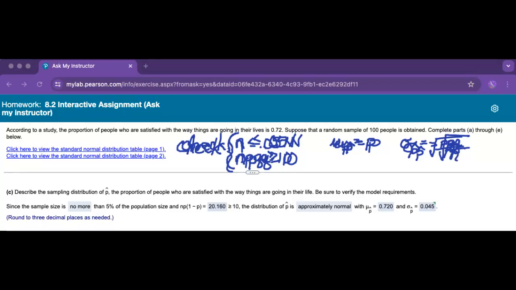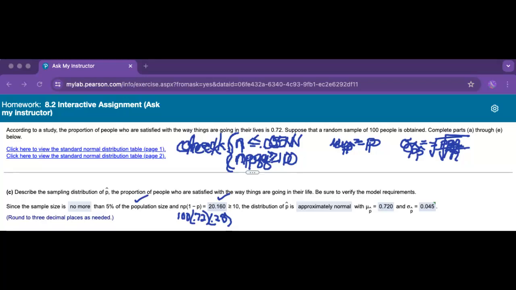So we want to verify that, yeah, the sample size is no more than 5% of the population, so that's okay. That part's checked off. The other part that we've got to check, what is NPQ? So we're multiplying 100 times 0.72 times 0.28. And when we do that arithmetic, that gives us 20.16. So that part's okay because it's greater than 10.